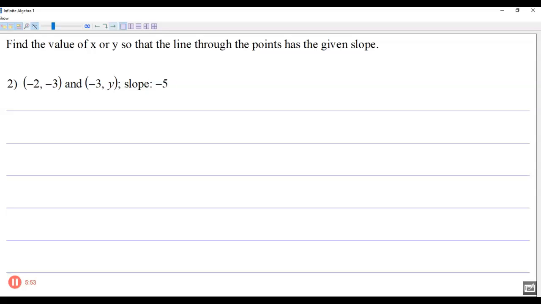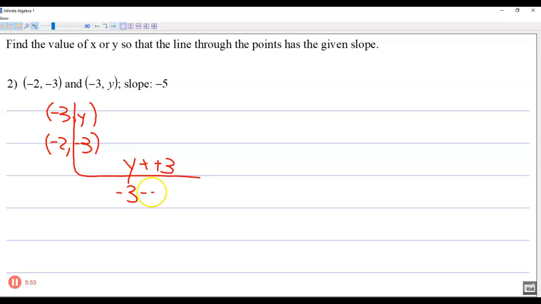So if I were setting up with the slope slide, it doesn't matter which one you put on top. I think it's easier if the variable's positive, actually. So I would probably stick with the variable on top in general, but it'll work either way. Do your slope slide, so y minus negative 3, which is really plus, and then negative 3 minus negative 2, which is really plus, equals negative 5, and make that a fraction, so put it over 1. So I've really got y plus 3 over negative 3 plus 2 is negative 1, equals negative 5 over 1.